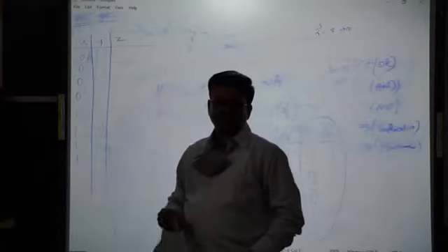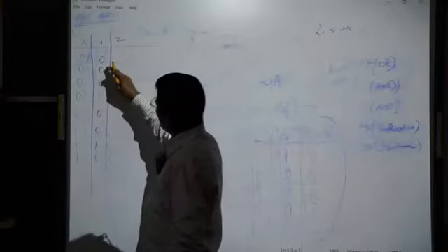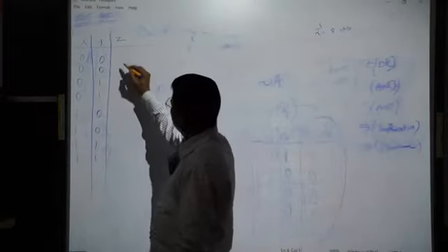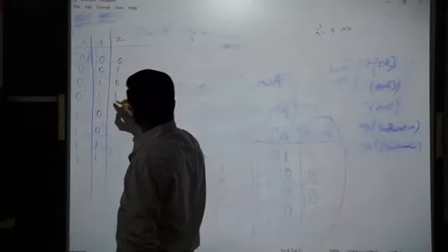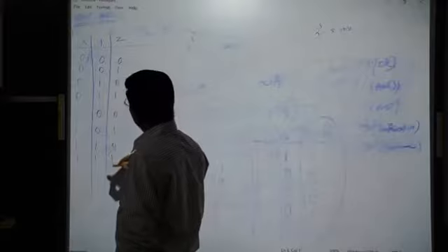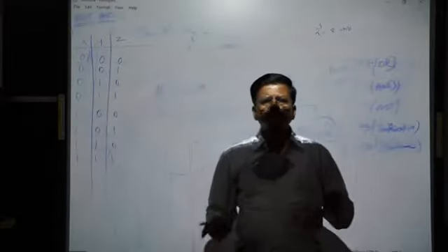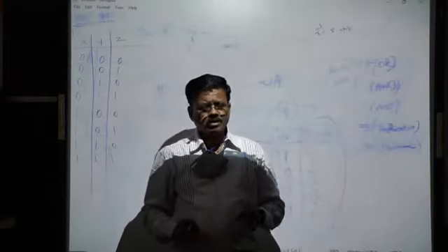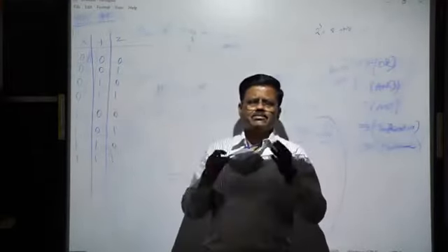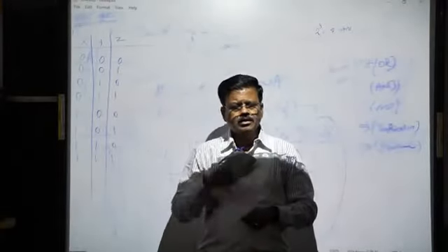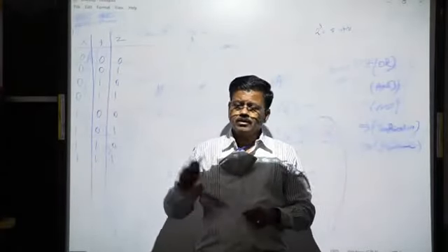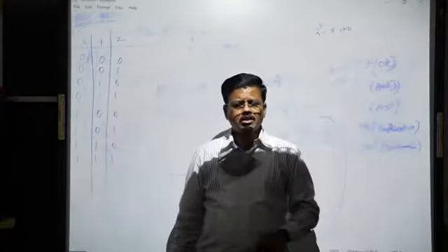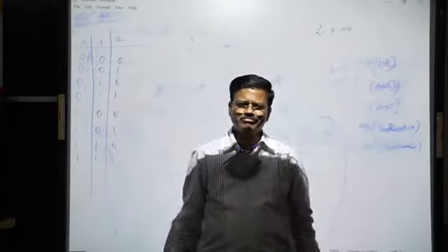Then half of 4 is how much? 2. Double 0, double 1. Half of 2 is how much? 1. So 0, 1, 0, 1, 0, 1, 0, 1. These are all the possible inputs. If the inputs are correct, I'll tell you how we obtain the output. It's not a big deal. I will teach you in due course of time. If inputs are wrong, everything is wrong.